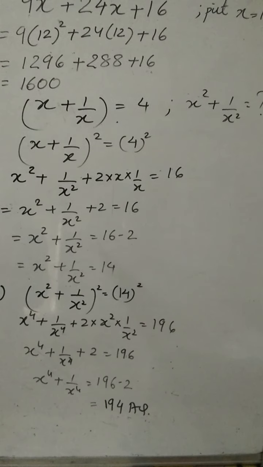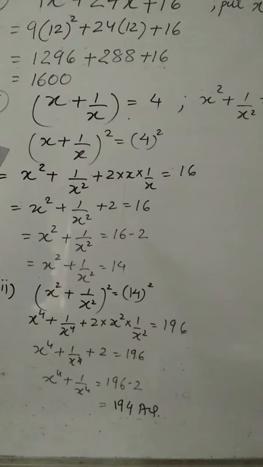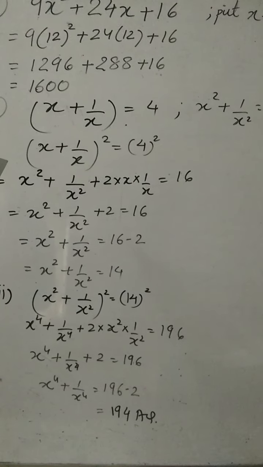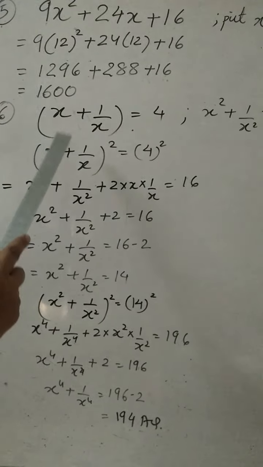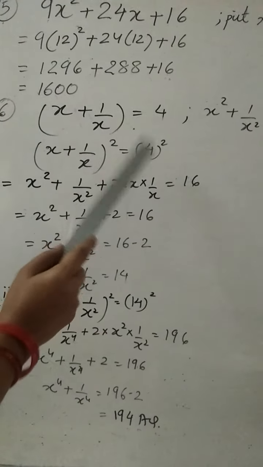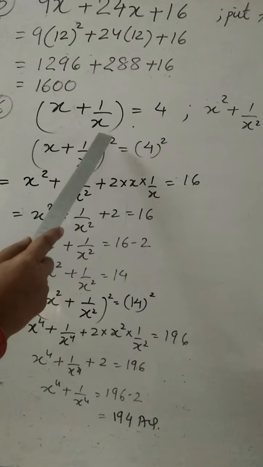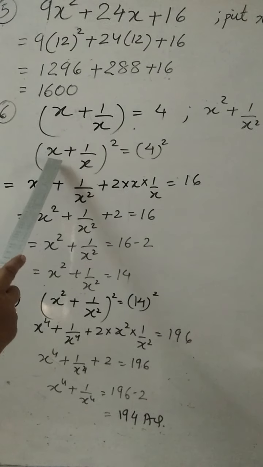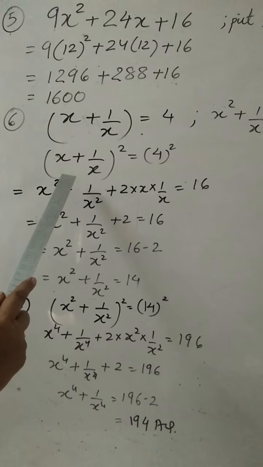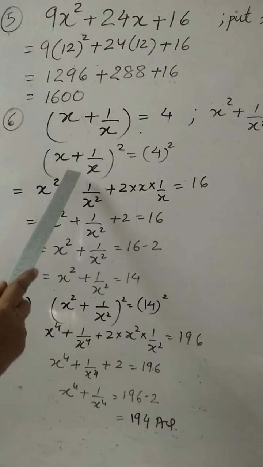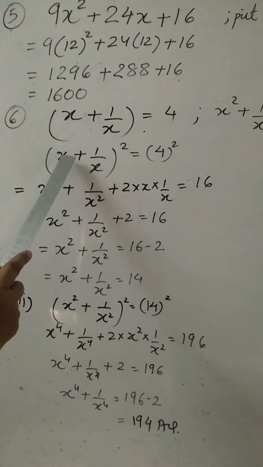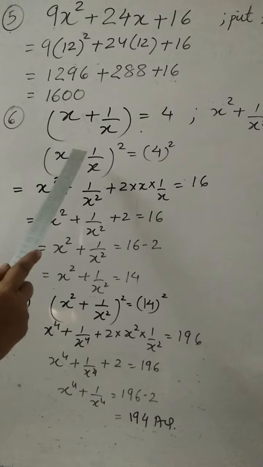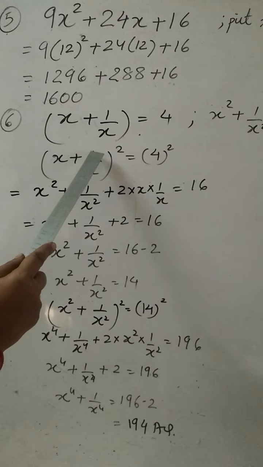So we have to do squaring on both sides. Whatever operation we are doing in the LHS needs to be done in the RHS also. Therefore you have to do squaring in the LHS and also in the RHS. When you do the squaring, after that you have to apply the identity, that is the (a plus b) whole square identity. According to that, a square means square of x, plus b square means square of 1 by x.